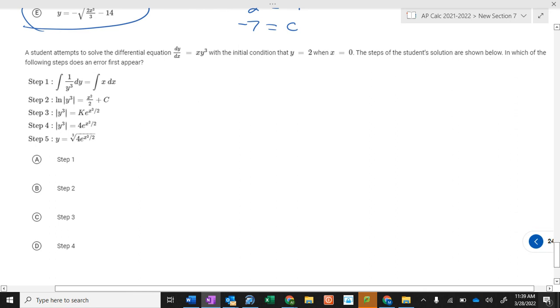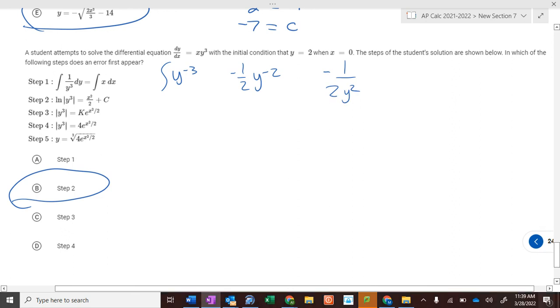Step 2. It's not the ln of y squared. It should just be negative. Because y to the negative third, the integral of that is y to the negative second with a negative 1/2 out front. So it'd be negative 1 over 2y squared is the integral, not the ln of y to the third. You guys are good.